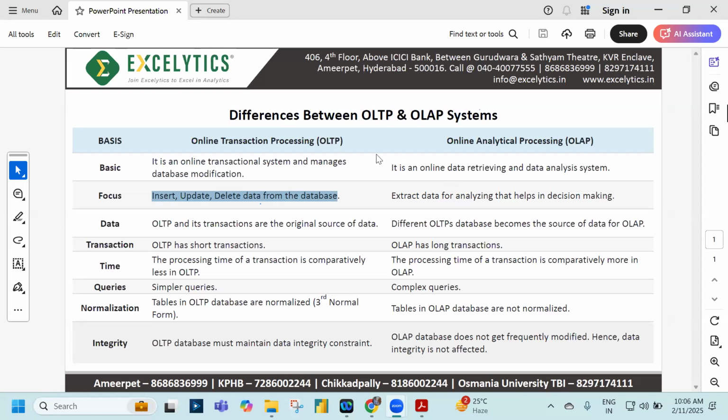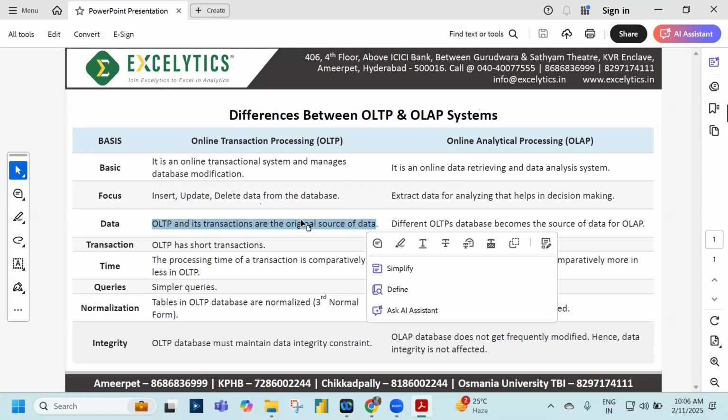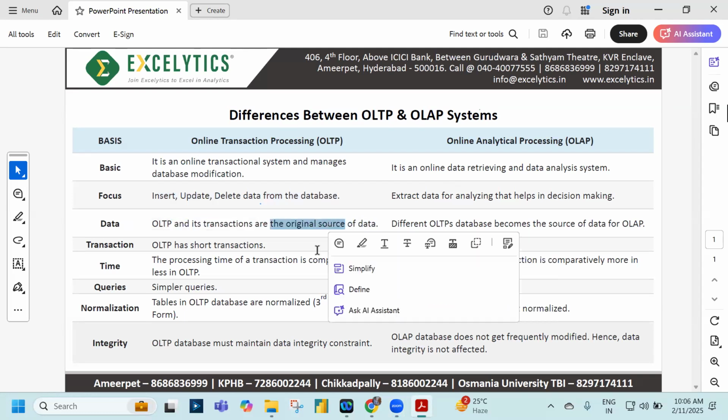Okay, moving on to the next one. The data in OLTP is considered the original source of data. You might get a question like, what is this original source? Do we have duplication also there? It's not about duplication. The original source of data is where it gets recorded for the first time. Let's say you go to a billing counter and generate a bill. That is the very first time the transaction is available in their system. Same with an ATM: when you withdraw something, that is the very first time the transaction is recorded in their systems.